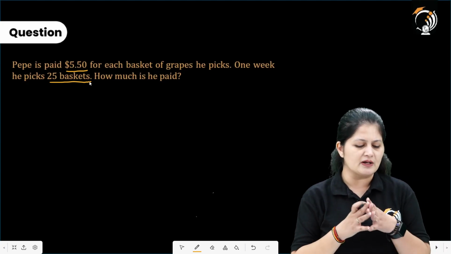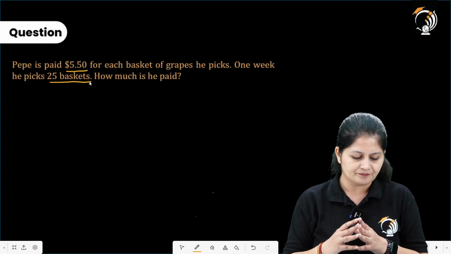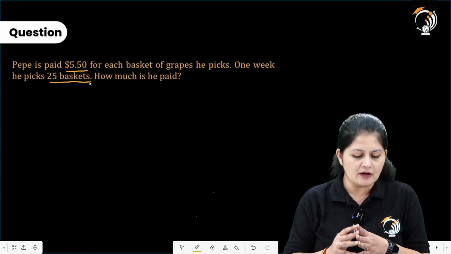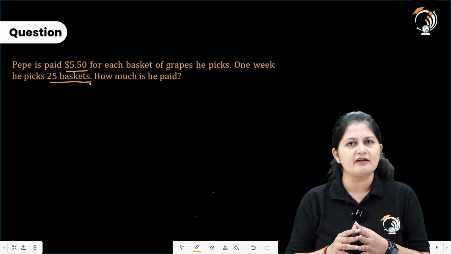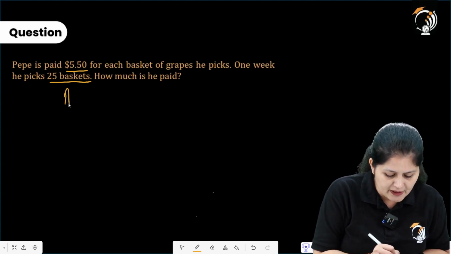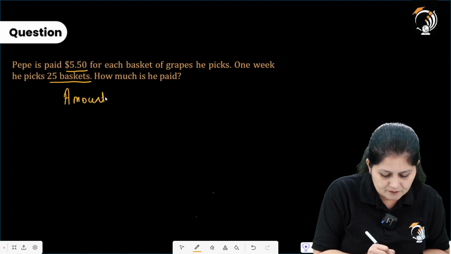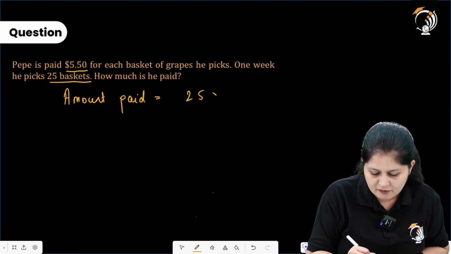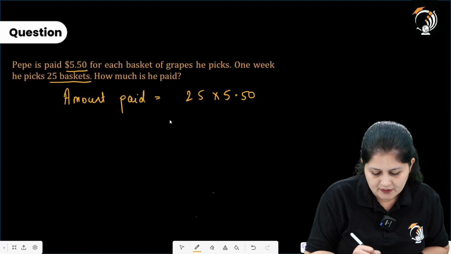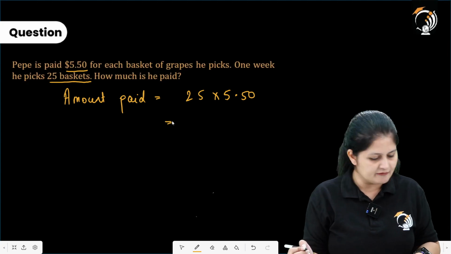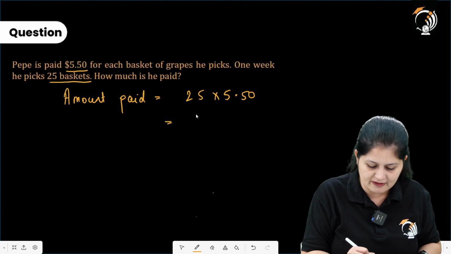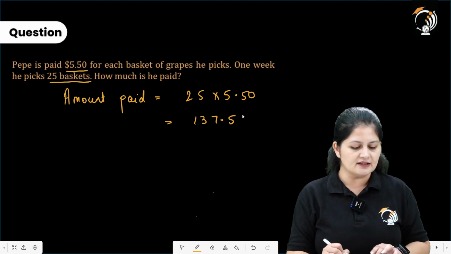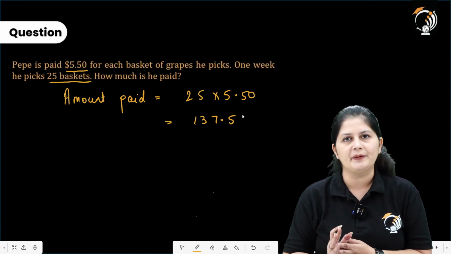So clearly it is mentioned here that for one basket, Pep is being paid $5.50. So now in 1 week, if he is picking 25 baskets, in that case, the amount paid would be 25 multiplied by 5.50. Okay, so let's do this calculation. What are we getting here? So 25 multiplied by 5.50 is 137.5. That is what we are getting as the amount that he will be paid.